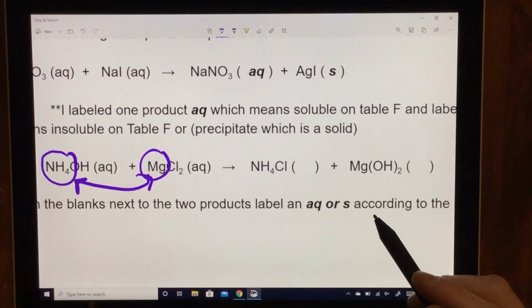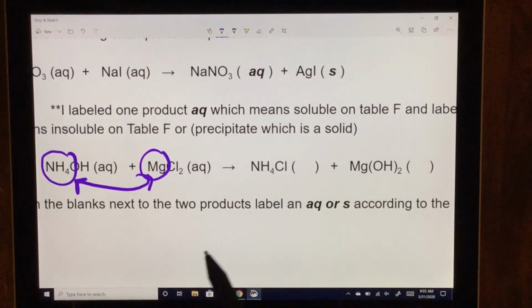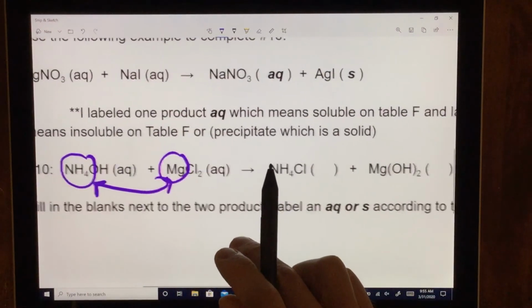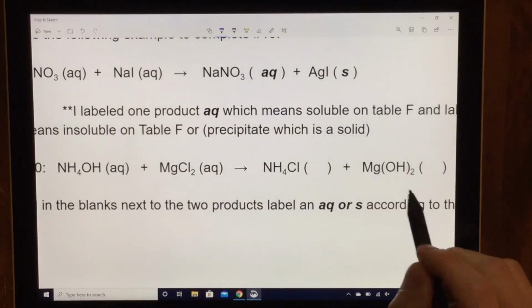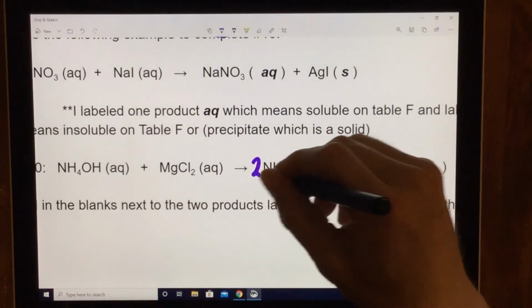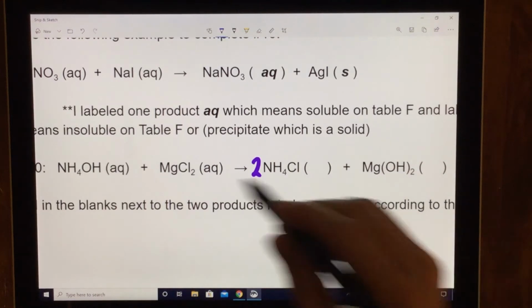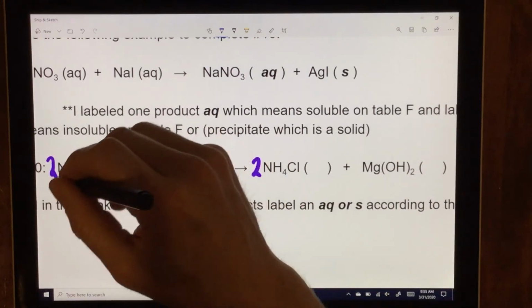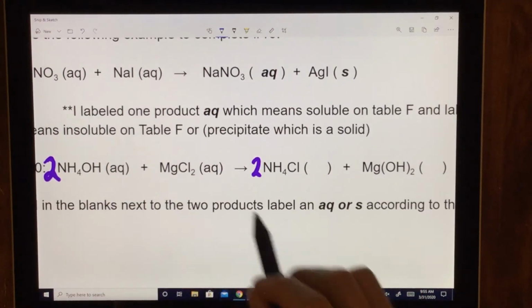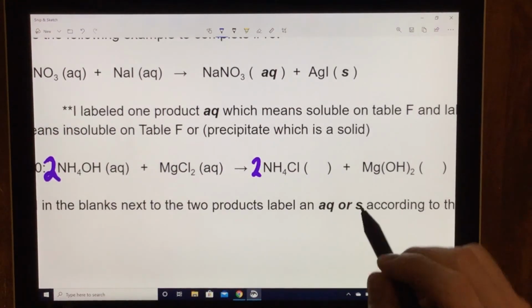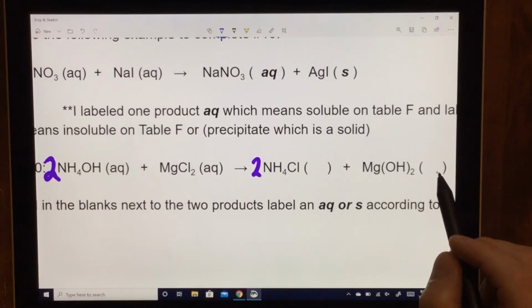All right, you know what I realized? I didn't balance this. So real quick, we would need 2 Cl's, 2 OH's, so that's supposed to be a 2. 2 NH4. So I forgot to balance. That's my mistake. Now I want to know, is this AQ or solid? Is this AQ or solid?